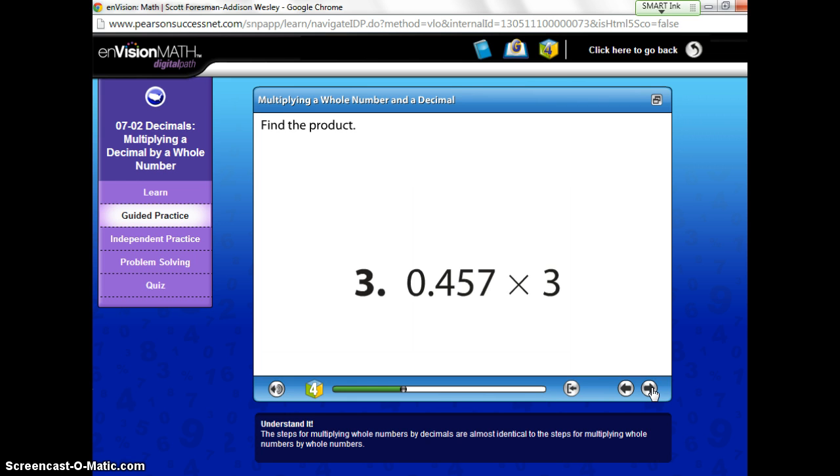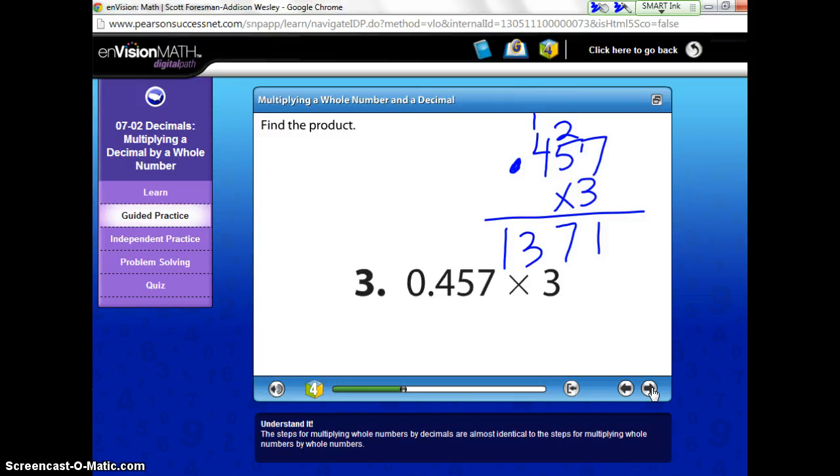Oh, here's an example of a horizontal one. What would we do with that? Aaron? We would rewrite it the up and down way. Now, I'm not going to put in the 0 because I know that it's really not going to change my answer. It's just a placeholder. 3 times 7? 21. 3 times 5? Plus 2 more? 3 times 4? Plus 1 more? How many spots did the decimal move? 1, 2, 3. There's my answer. 1.371. That's the same thing as 1 and 371 thousandths.